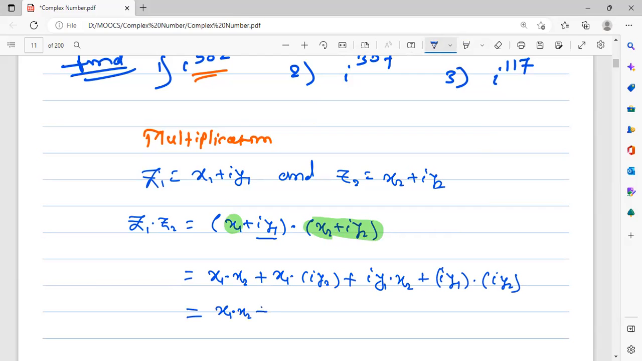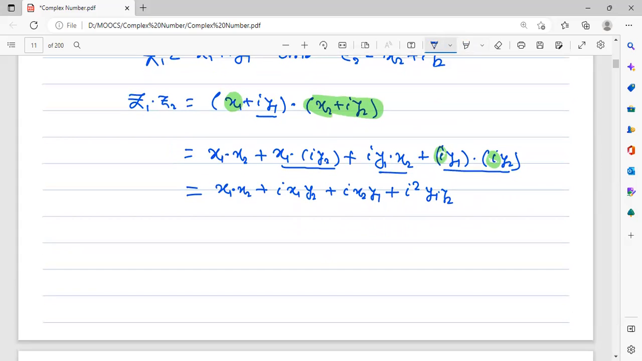First term I am taking as plus. For the second term, I will write i into x1 into y2 plus. For the third term, I will write i into x2 into y1 plus. For this last term, here is i, here is i, I will write i square into y1 into y2. I square is minus 1.